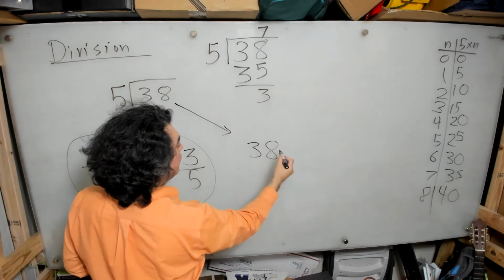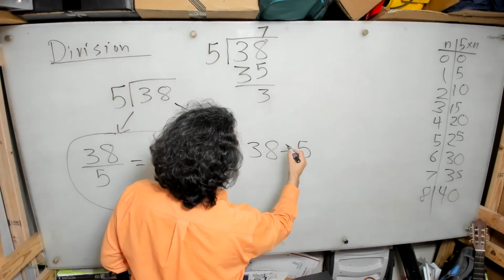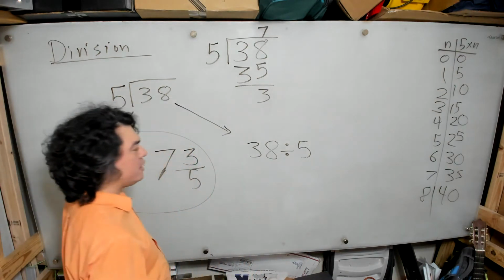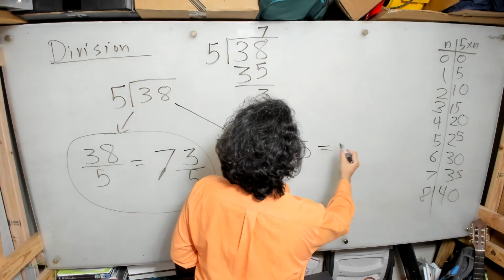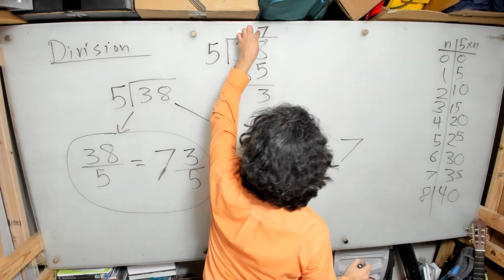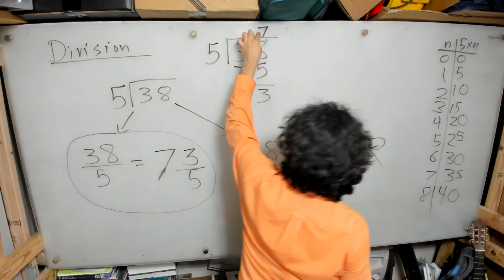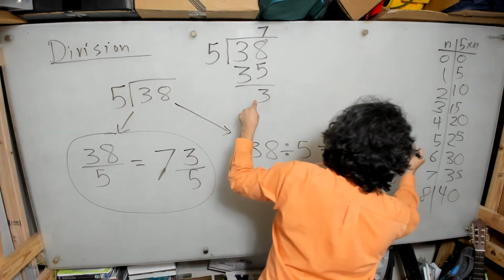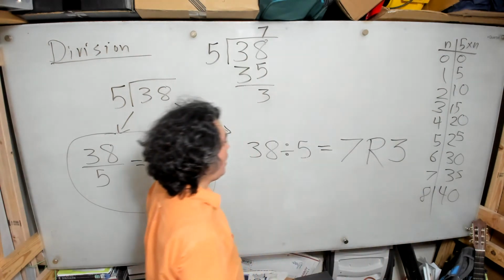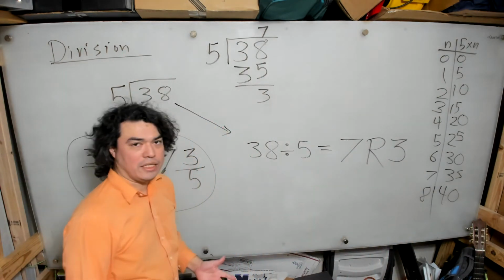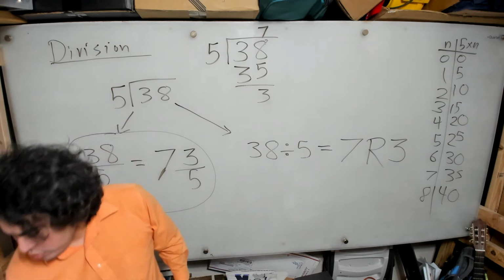38 divided by 5 is equal to 7, this number on top, remainder 3, okay? And we can visualize this as follows. Let me visualize this for us.